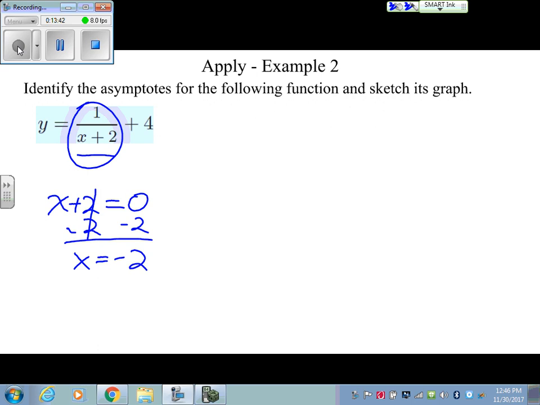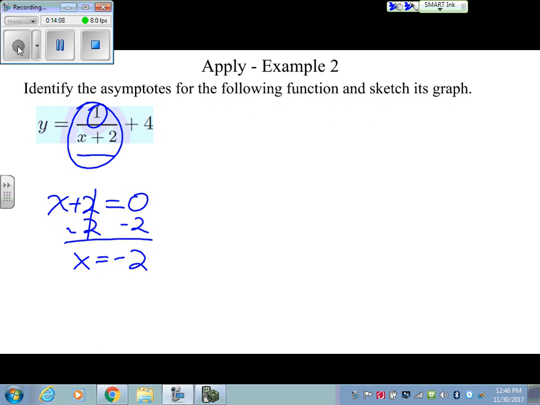Now for my other one, I want to think about what happens as x gets really large. Well, we have this number 1 that's being divided by some value of x plus 2. And if I put in a value like 1, it's going to be 1 plus 2 here, so I'd have 1/3. If I put in a value of 10, I'd have 1/12. What if I put in a billion or a trillion? I'd have 1 over 1,000,000,002, which is like hardly anything. It's a super tiny little fraction.